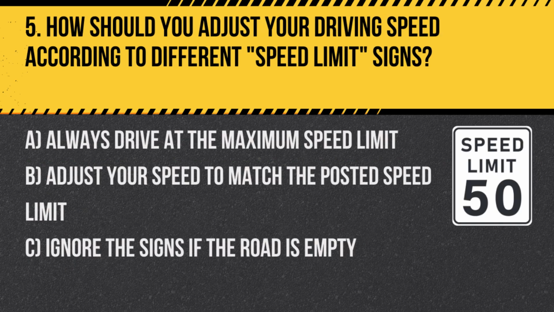Question 5. How should you adjust your driving speed according to different speed limit signs? A. Always drive at the maximum speed limit. B. Adjust your speed to match the posted speed limit. C. Ignore the signs if the road is empty. Answer. B. Adjust your speed to match the posted speed limit.